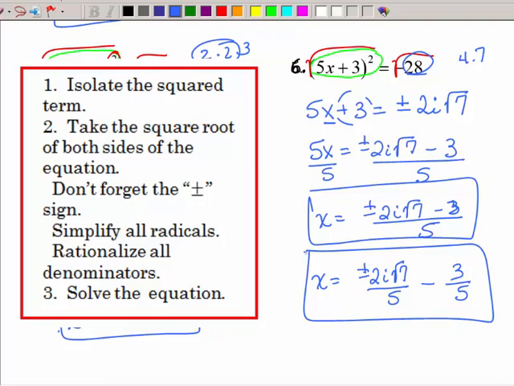So again, this is a nice method, especially when you have some binomials squared.